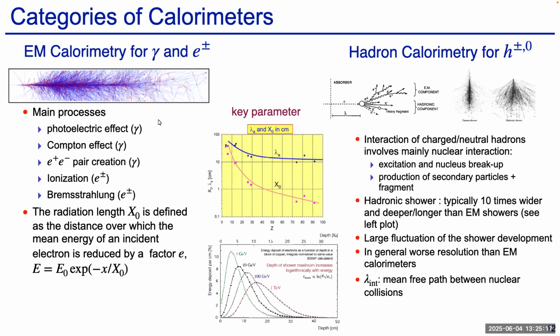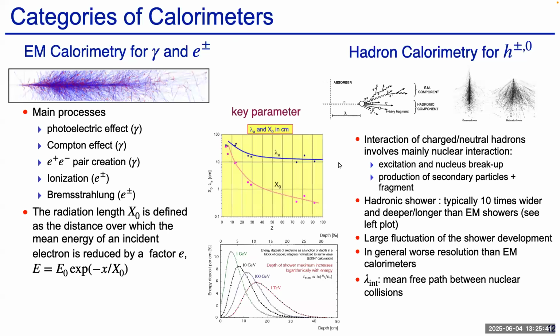There's a lot of excitation of nucleus breakup to produce secondary particles. And what you have are hadronic showers, and they are very wide, and that's an issue. When I compare here between this, a photon shower, an electromagnetic shower, which you see is very focused, and this hadronic shower, which you see is very broad.